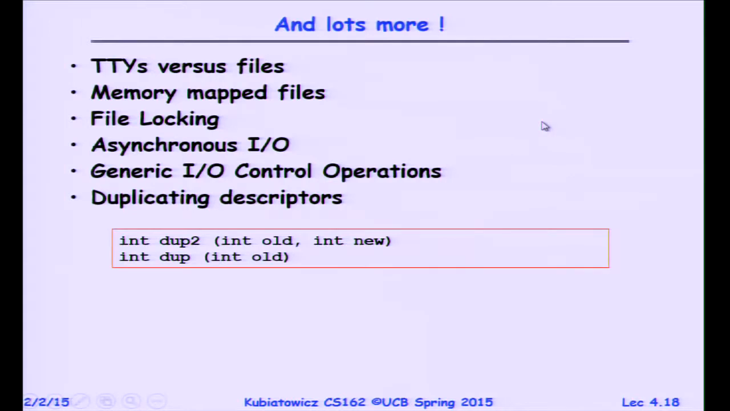Question? For the open call, is the integer actually the file descriptor? Yes. It's an integer, and it's the file descriptor. So file descriptors are integers, as opposed to file stars, which are actual pointers to structures.